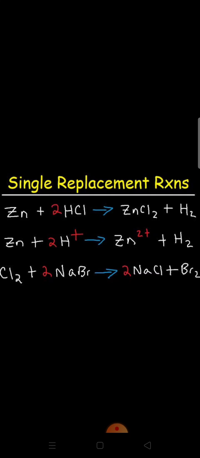Few more examples are there. In this first reaction, zinc will react with the hydrochloric acid, and in this reaction, zinc will displace or replace the hydrogen and form zinc chloride. In the next reaction, chlorine will replace the bromine, as we had discussed earlier, and form a new compound, sodium chloride. So these kinds of reactions are called single displacement or replacement reactions.